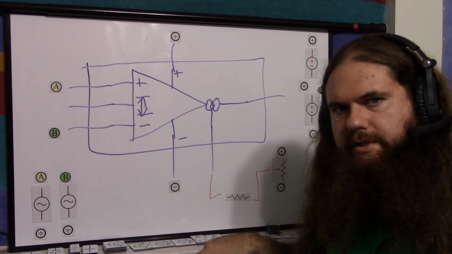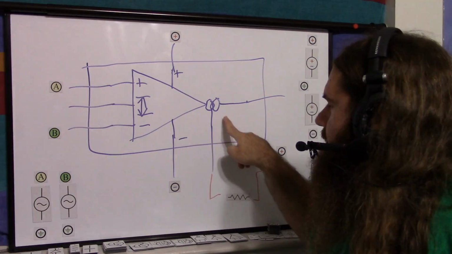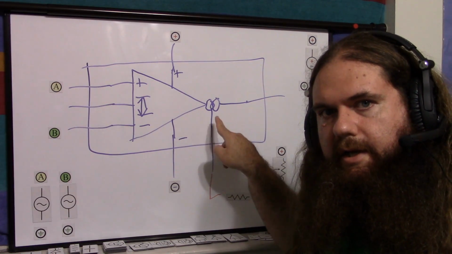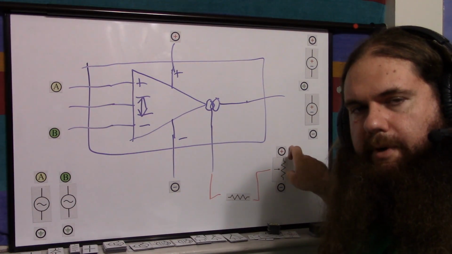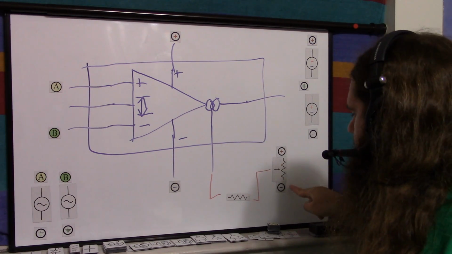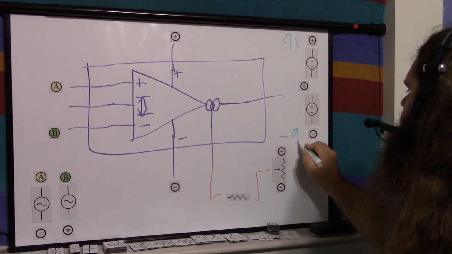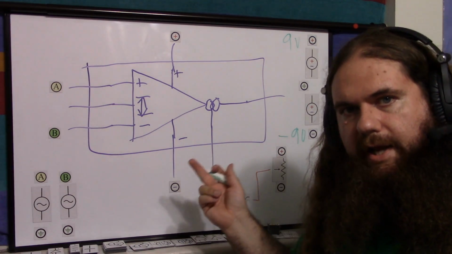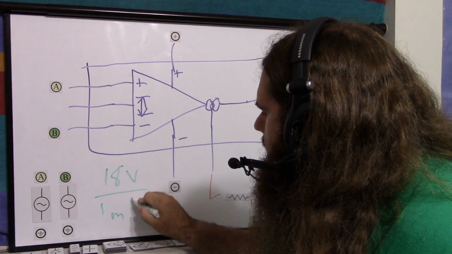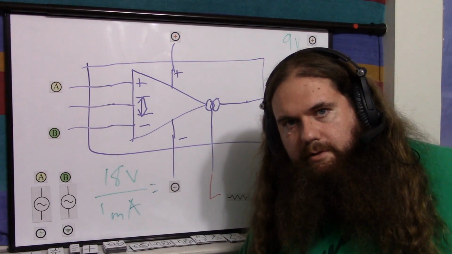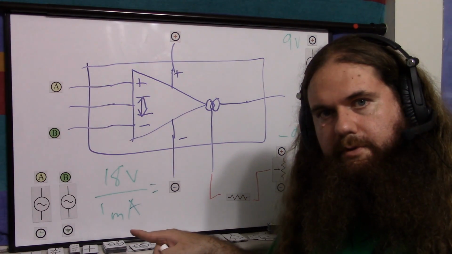And how big is this resistor? Look on your data sheet. My data sheet recommends that the maximum current going into here is 1 milliamp. So you have your positive and negative. Let's say that positive is 9 volts and negative is negative 9 volts. So altogether that would be 18 volts. So 18 volts divided by 1 milliamp equals the resistor you should use, so that when you're all the way up at 9 volts, then it's going to put through that much current.